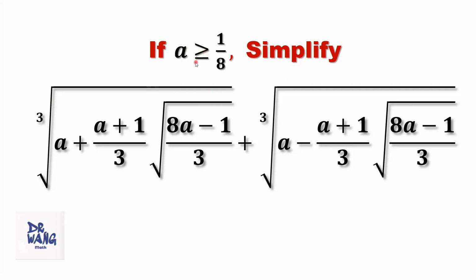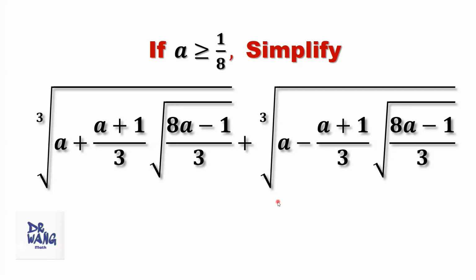A is bigger than or equal to 1/8. This implies the numerator 8 times a minus 1 is bigger than or equal to 0. Therefore, this square root is bigger than or equal to 0. It is a real number. Similarly here, square root of 8 times a minus 1 divided by 3 is a real number, bigger than or equal to 0.